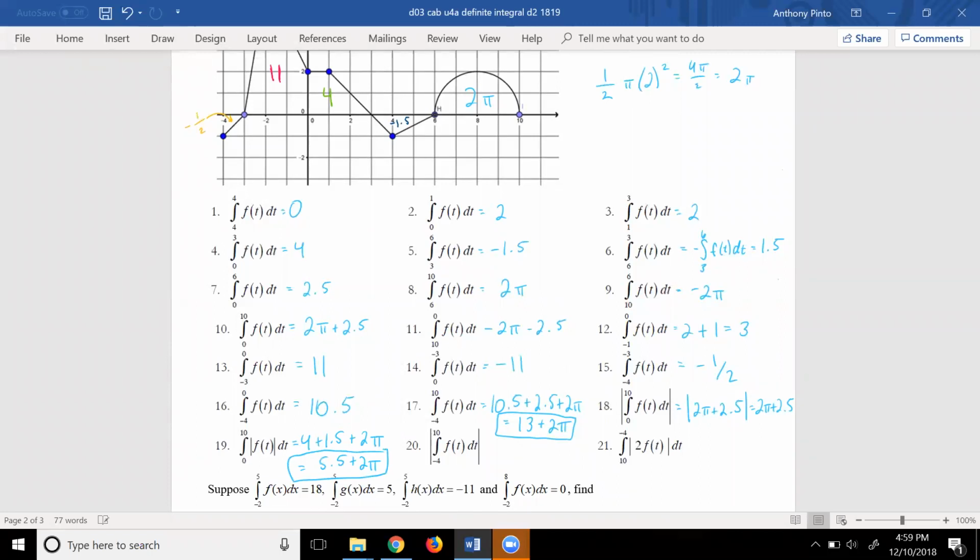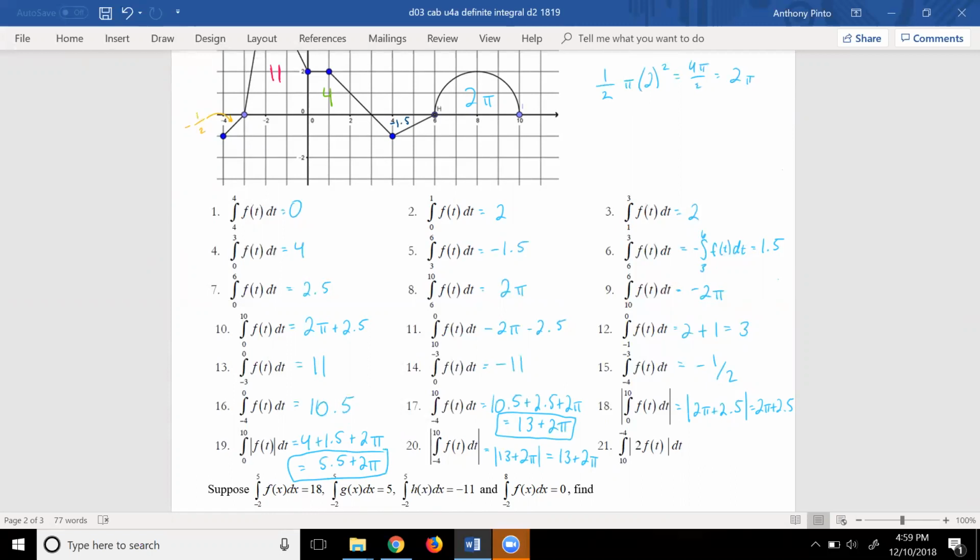Okay? And again, this is the absolute value of negative 4 to 10. So negative 4 to 10 is 13 plus 2 pi. Well, again, this was a pretty easy one. The absolute value of 13 plus 2 pi is just 13 plus 2 pi because everything's already positive.